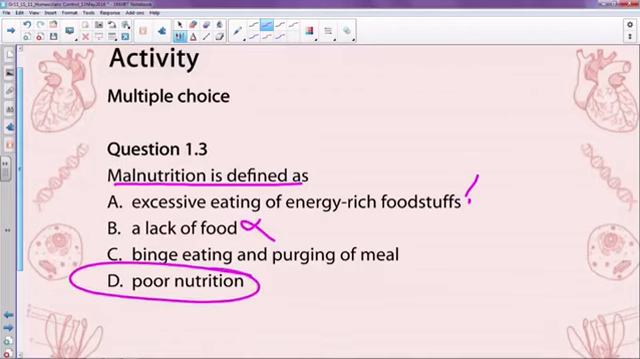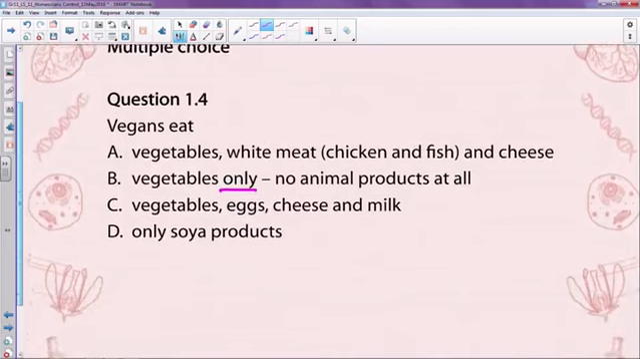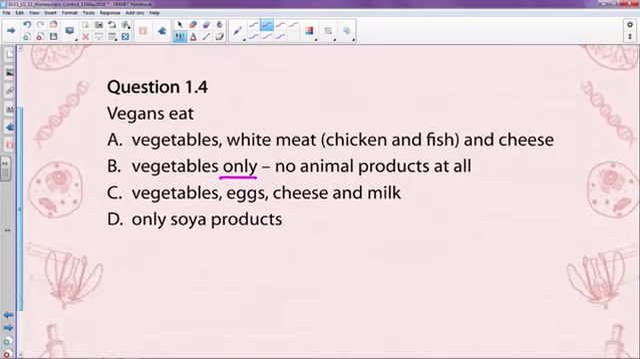And as I said at the start, mal refers to malicious, bad. Nutrition is the way you acquire food. So malnutrition is defined as poor nutrition, or the way in which individuals acquire food or take in types of food.